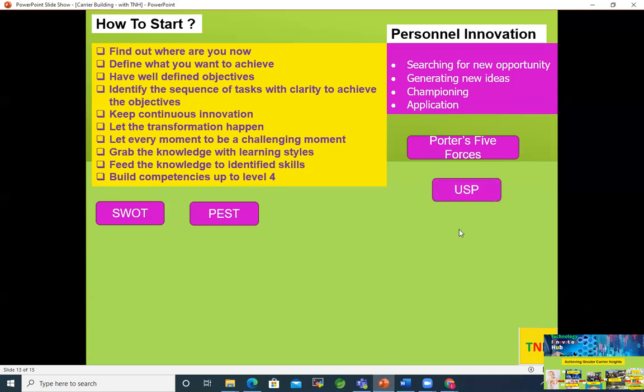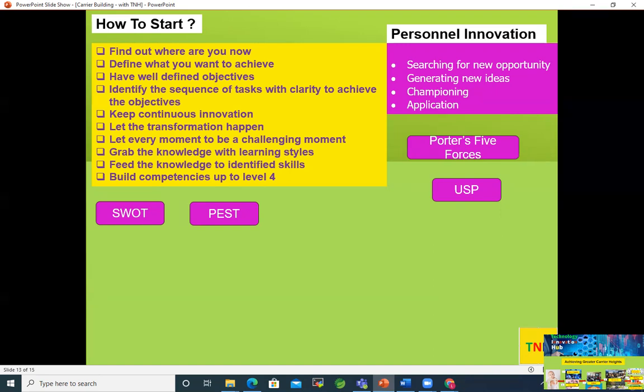Here is the USP, the unique selling proposition. That means in the market or in the industry, as a person, where are you now? How do you project yourself? What is your uniqueness? That is the unique selling proposition. You can say, I'm a product champion in this particular field, or I am a professional in this particular field. That is your standard, and that is how you present yourself in this industry.